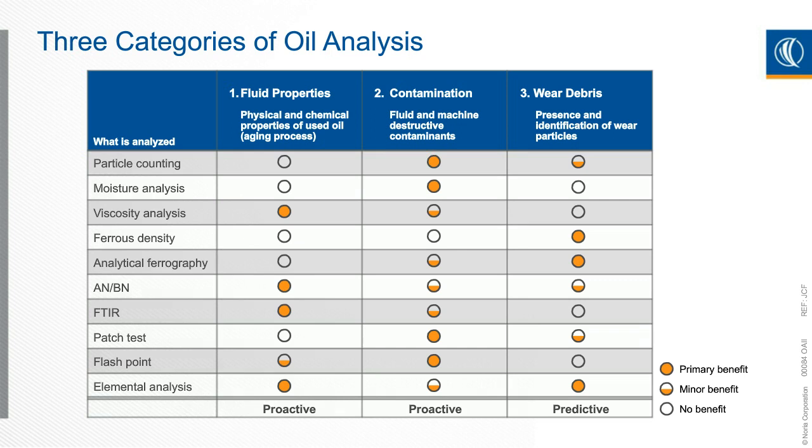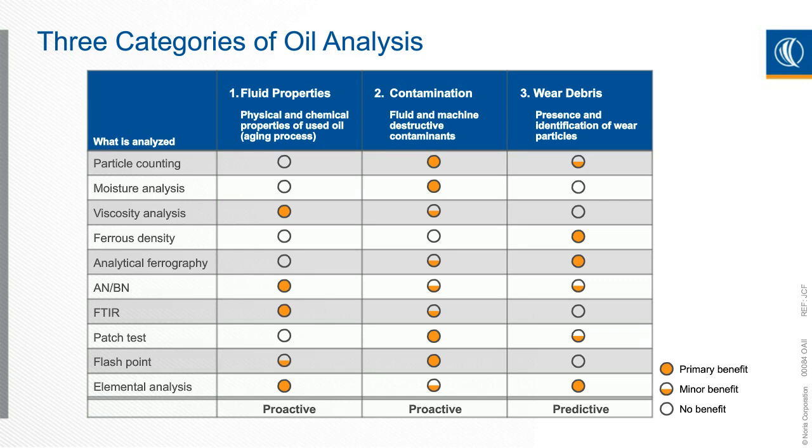And third is the wear debris. So you're looking at things like ferrous density, because a lot of wear debris is going to be ferrous in nature. So the ferrous density will increase the ferrous concentration if wear debris is present. Analytical ferrography, that's a way for us to look at these particles in more detail and see where they might have come from, how they were produced.